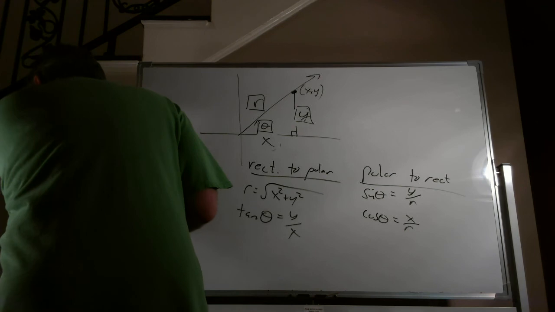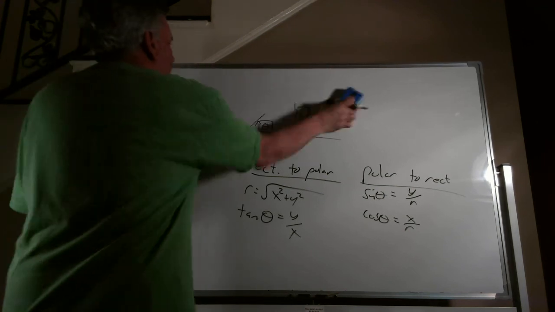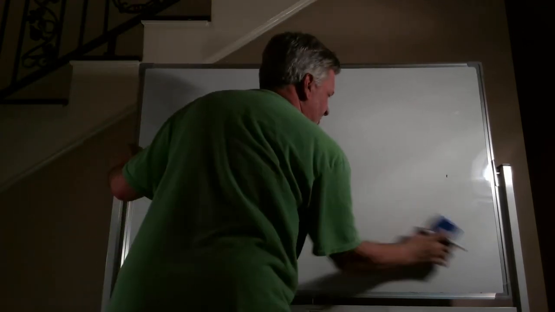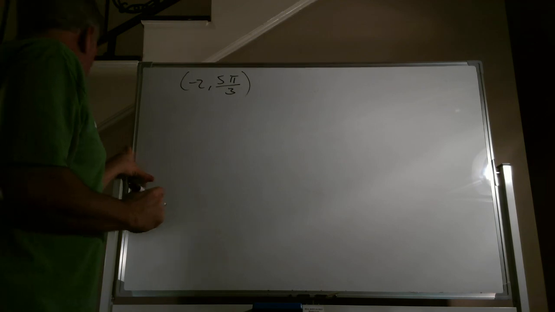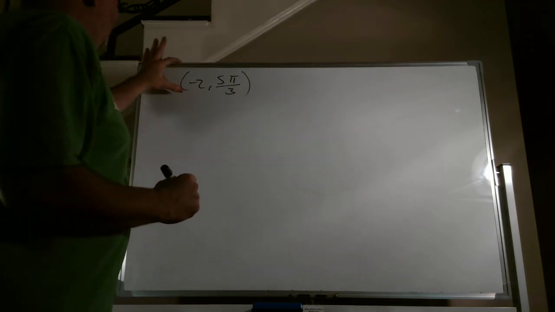Okay? So, right. So the next example says, let's do an example of this conversion. It says plot the point -2, 5 pi over 3 in polar coordinates, and then find the corresponding rectangular coordinates for this point. Okay, so this is polar.